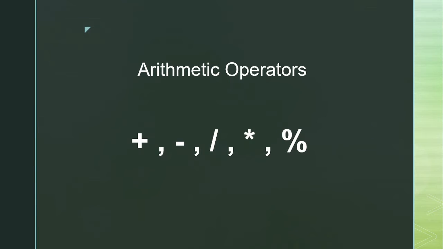There are 6 main arithmetic operators in Java, used for addition, subtraction, division, multiplication, and the last one is called modulus, which basically finds the remainder after a division. Let's look at all of them closely.